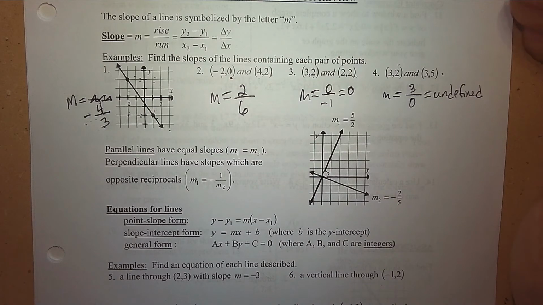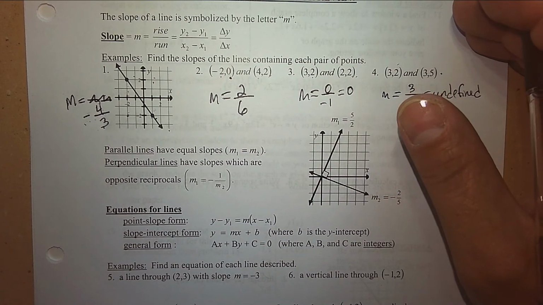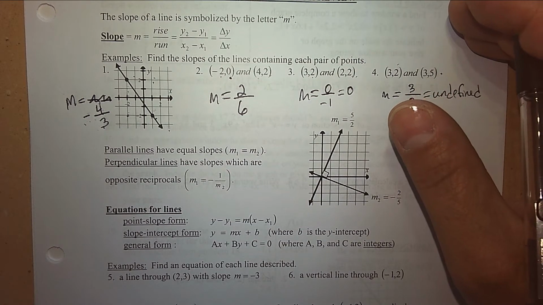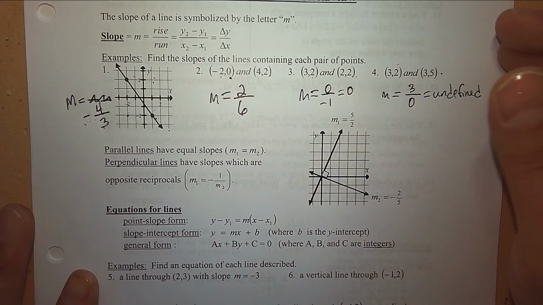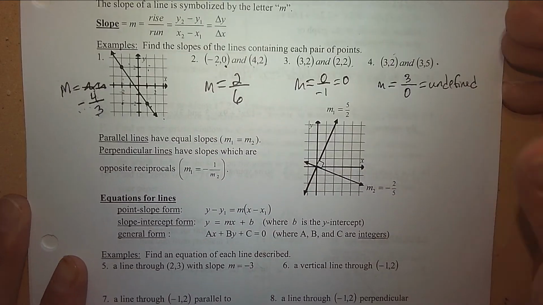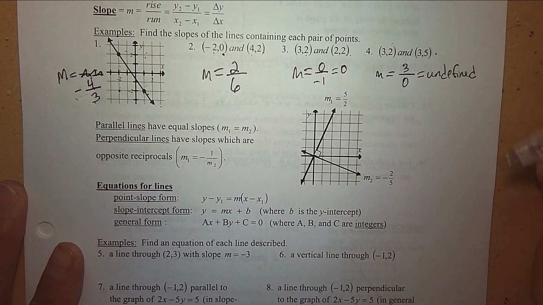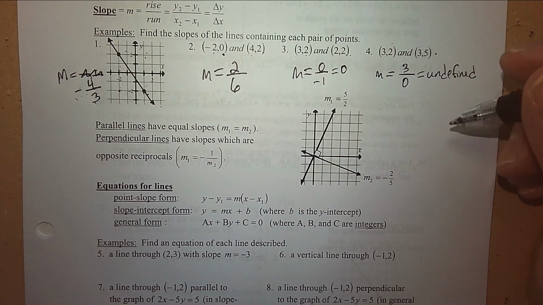So horizontal has what type of slope? 0. Vertical has what type of slope? Undefined. Parallel. What does it mean when 2 lines are parallel? Slopes are the same. Perpendicular. What's true about the slopes?